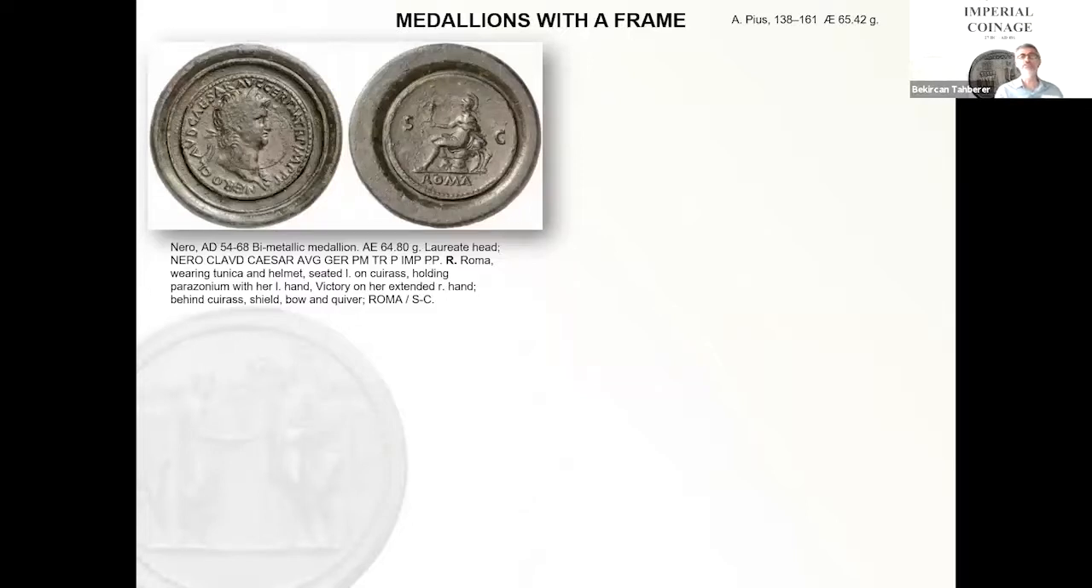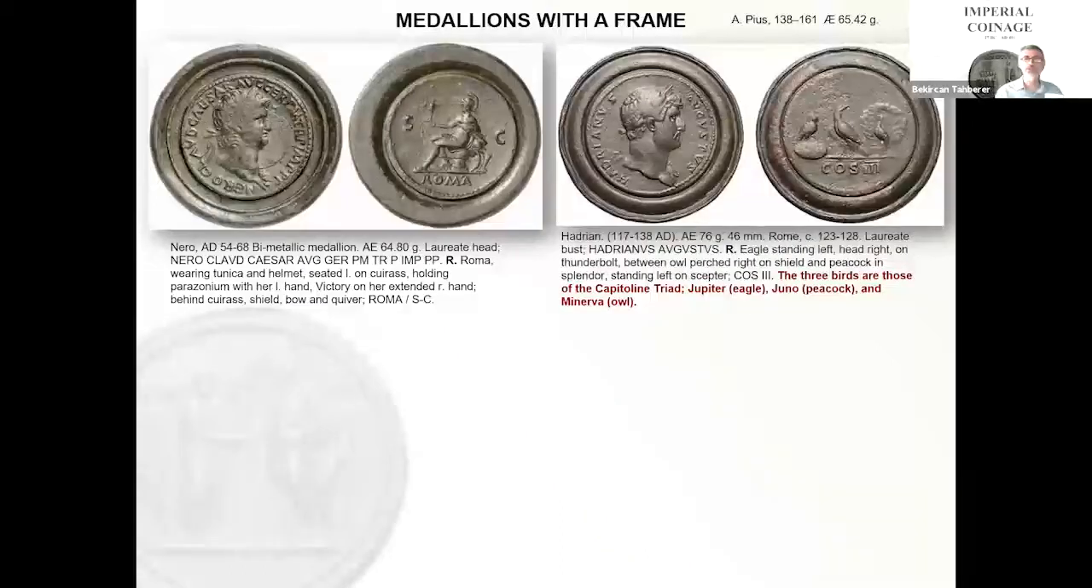They also created medallions with a frame. This one is for Nero. Obviously, it is from a coin, so they didn't have any problem with that. And it was a coin minted by the Senate, but it was put into a medallion. On this one, it was most likely designed as one piece. This one looks like two pieces. It has to be two pieces, but this one was designed as one piece.